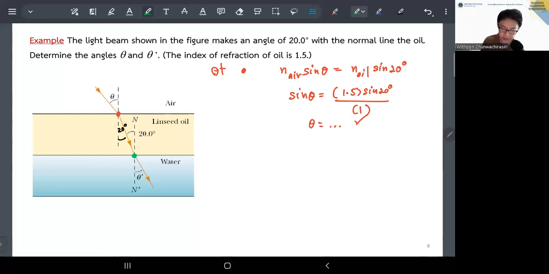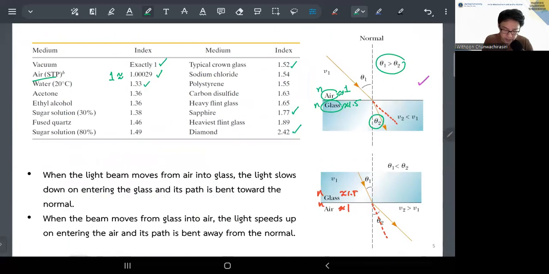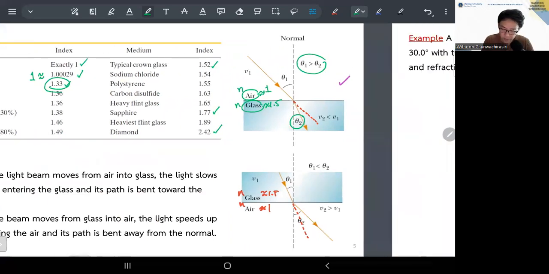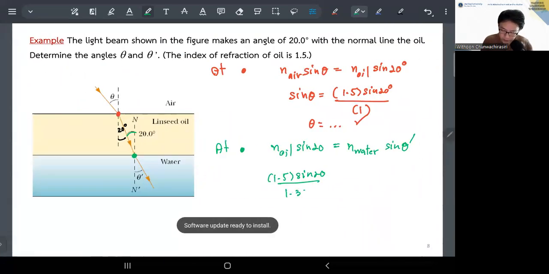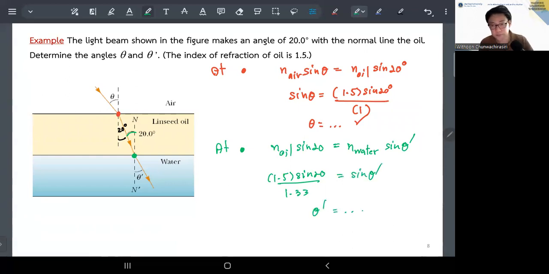Then you do the same thing with another point of refraction. Now you look at the bottom interface, the green dot. Now you go from the oil into the water. So it's N oil times sine 20, that's your incident angle, which must be equal to N water times sine theta prime, since you want to figure out theta prime. N oil is known, 1.5, sine 20 is known, and for water, you go back and take a look at the table. Water, N is about 1.33. So you just put 1.33 here, and you will be able to figure out theta prime, and you are done.